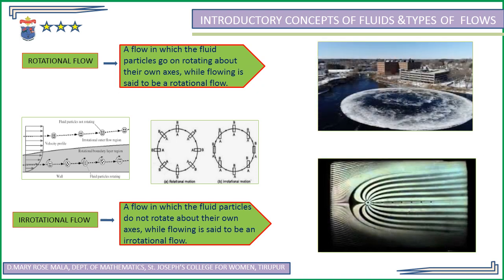Rotational flow. In a rotational flow, the fluid particles rotate about their own axis. In the first diagram, we can see a fluid flow which is circulatory in nature. In the case of an irrotational flow, the fluid particles will not rotate about their own axis.